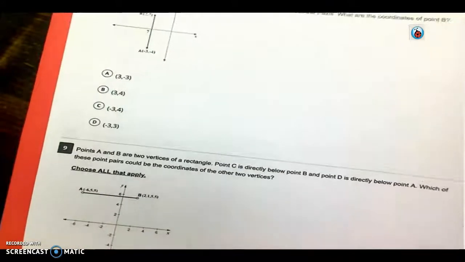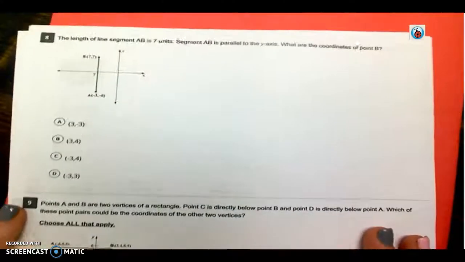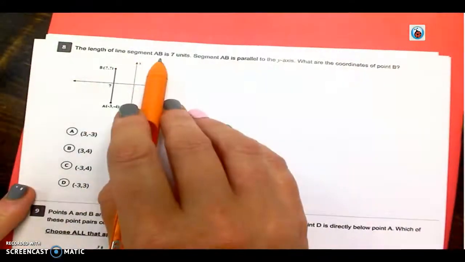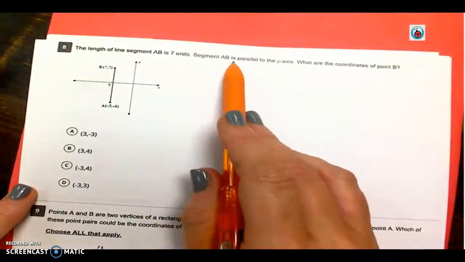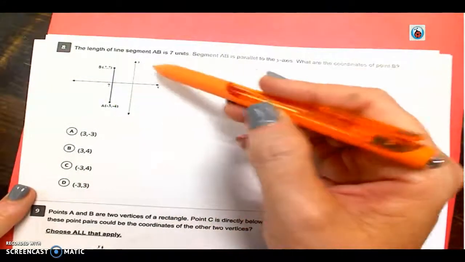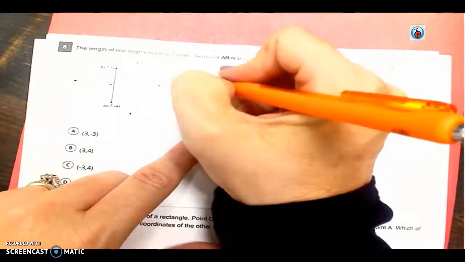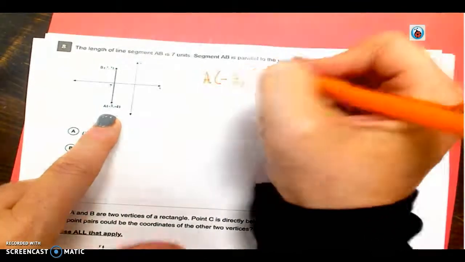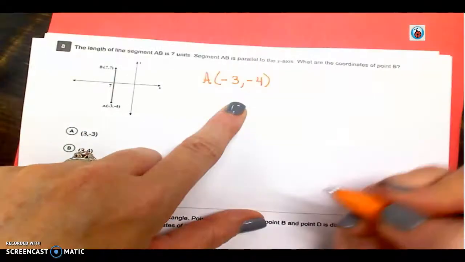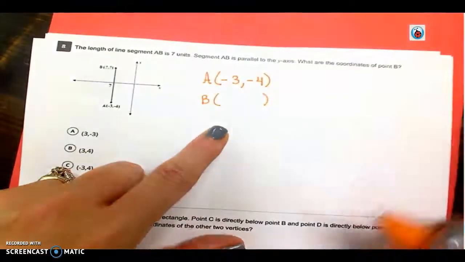Number 8. All right, let's see here. The length of line segment AB is 7 units. Segment AB is parallel to the y-axis. What are the coordinates of B? So let's start with A. A is -3, -4. And B are the coordinates we're looking for.